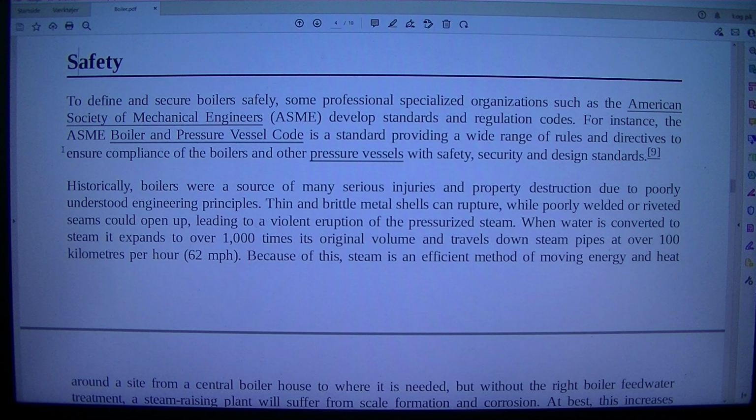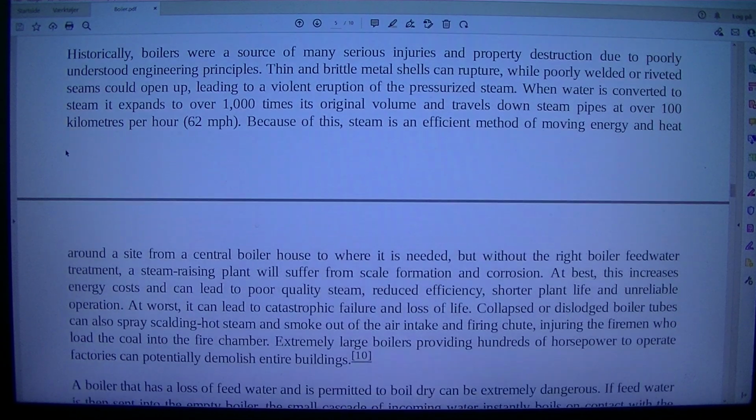Historically, boilers were a source of many serious injuries and property destruction due to poorly understood engineering principles. Thin and brittle metal shells can rupture, while poorly welded or riveted seams could open up, leading to a violent eruption of the pressurized steam. When water is converted to steam, it expands to over 1,000 times its original volume and travels down steam pipes at over 100 kilometers per hour, 62 miles per hour. Because of this, steam is an efficient method of moving energy and heat.